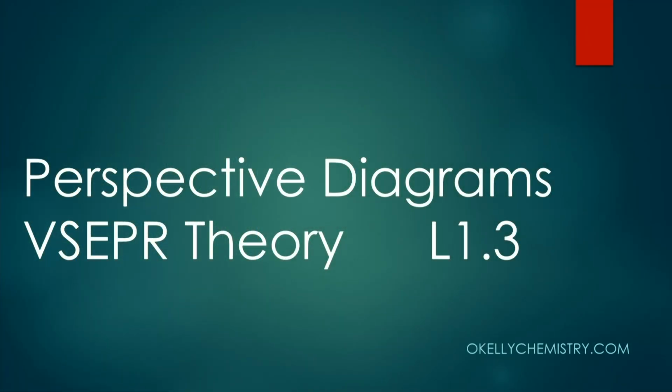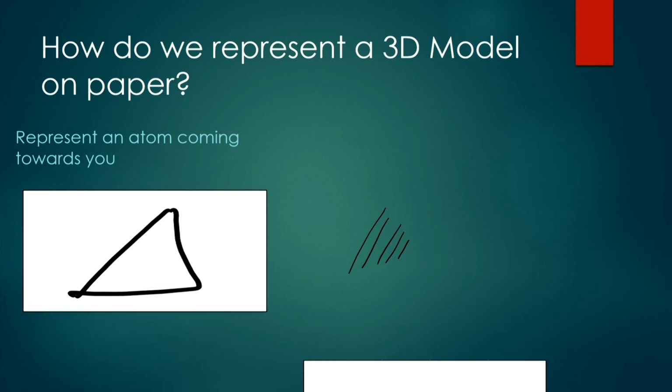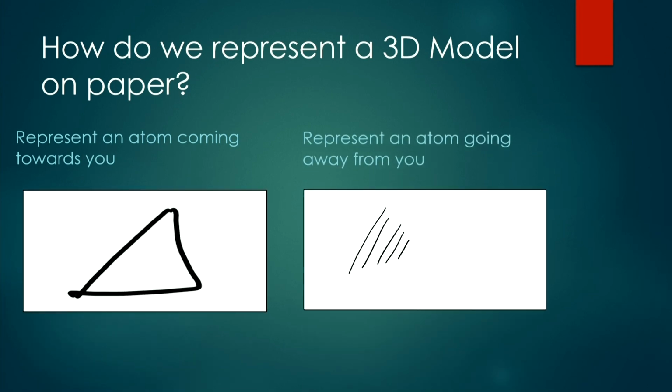So now we're moving into the final session of our live stream this evening, where we're going to discover how to draw perspective diagrams as they relate to our VSEPR theory. When we're drawing a perspective diagram, we have to be able to represent the model in 3D. When an atom is coming towards you, we're going to use a wedge or a triangle. And when an atom is going away from you, we're going to use a series of dashed lines.